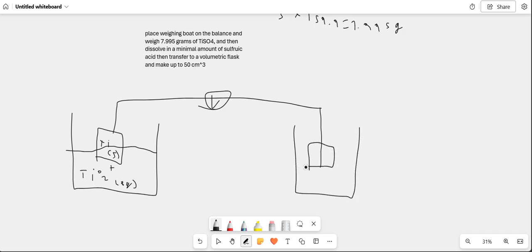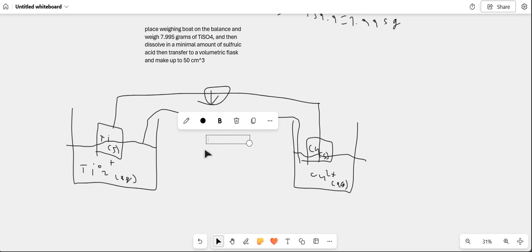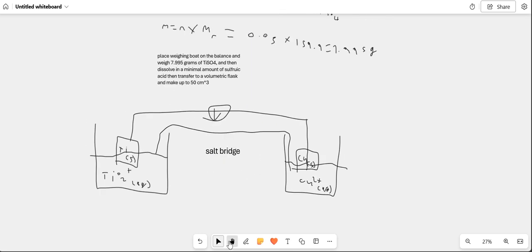Obviously that's going to be the Cu, the copper, which is on the other side. If you read the question here, it says the copper electrode there. Obviously that's in an aqueous solution of Cu2+ ions here. And then finally, the only thing missing now is the salt bridge. So just do a little line like that, and then write salt bridge. Alright, so that's the diagram, that's sufficient.